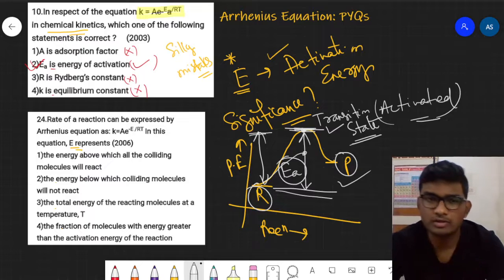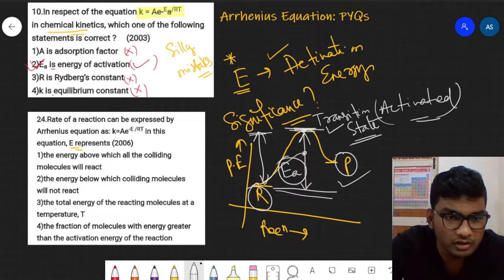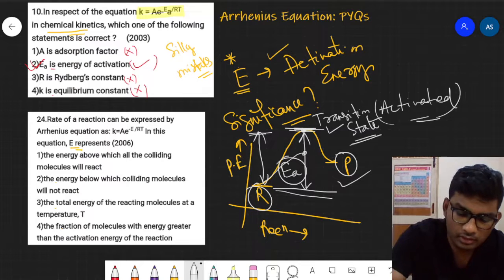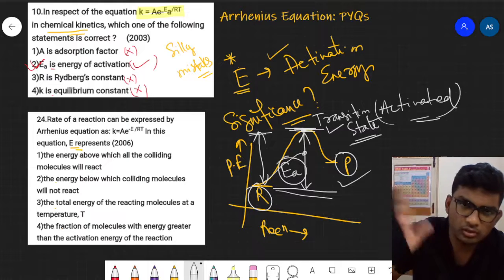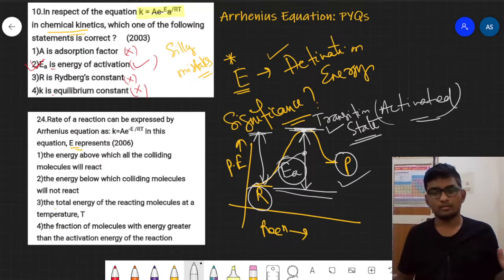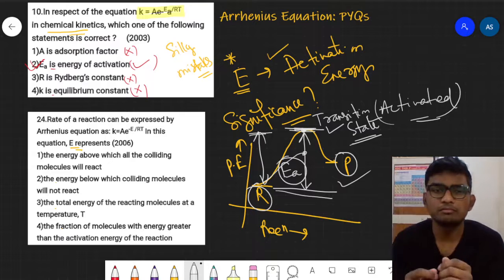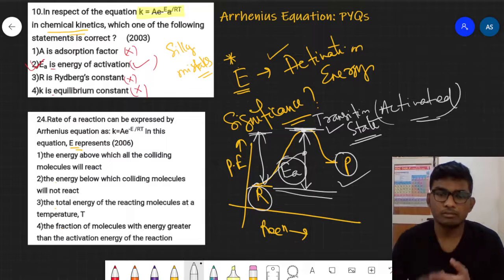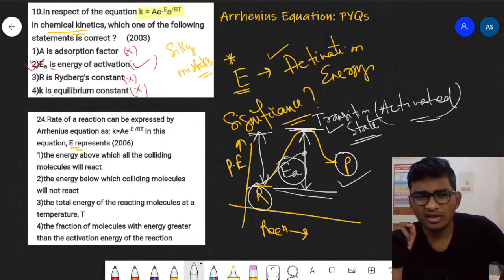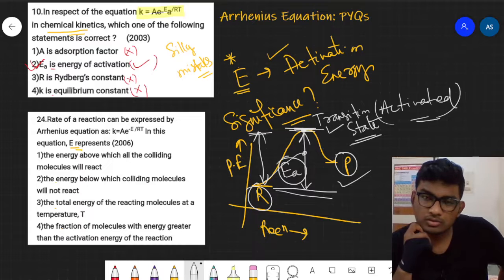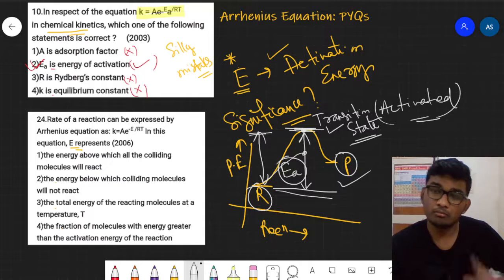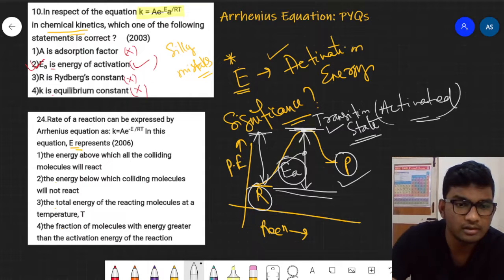So what is the significance of this activation energy? It is the energy above which all the colliding molecules will react. See, what happens? Above the activation energy, all the collisions have the potential to be effective collisions. That means they can form the product, but it's not always the case that all the collisions will lead to product formation. It's not true. But one thing is true: it is the energy below which colliding molecules will not react.